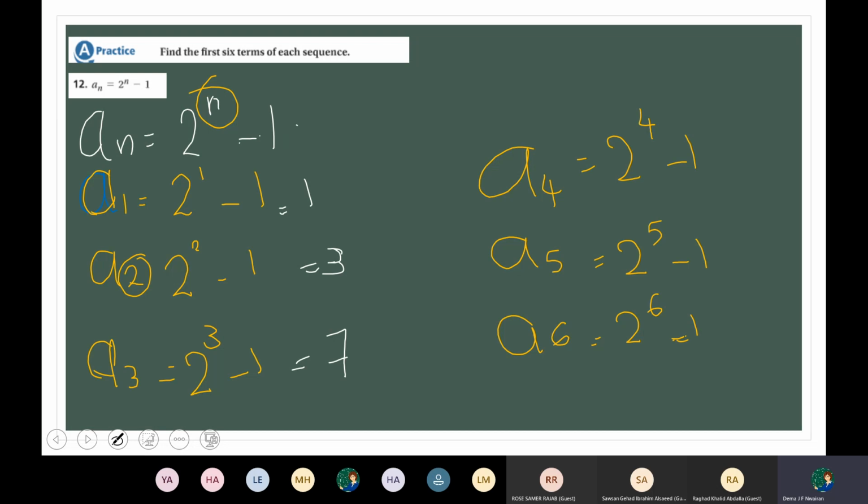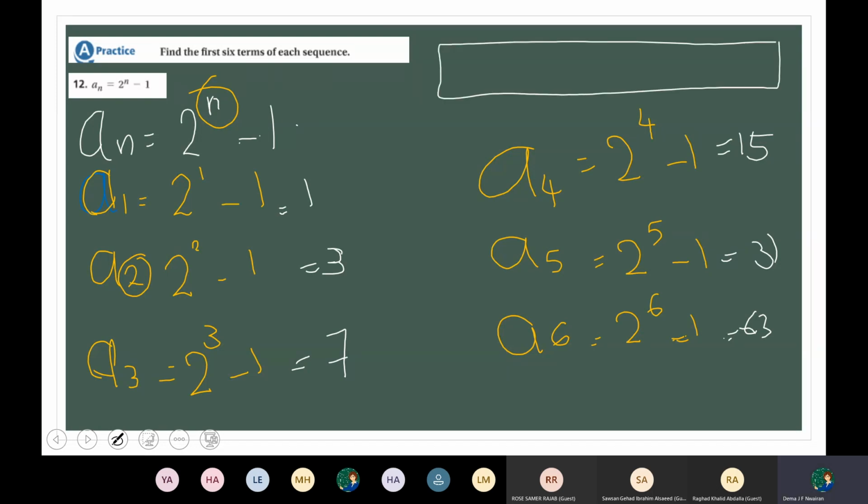2 raised to 4 is 16. Minus 1, 15. 2 raised to 5 is 32. Minus 1, 31. And 2 raised to 6 is 64. Minus 1, 63. So here, by using this explicit formula, I can say that the sequence is 1, 3, 7, 15, 31, and 63.